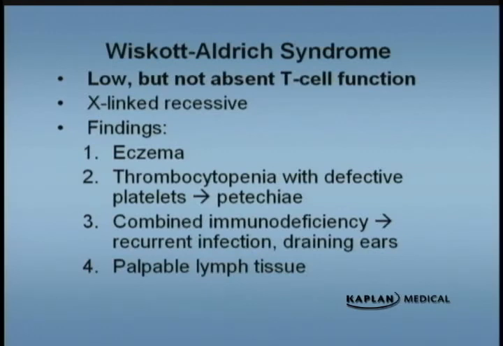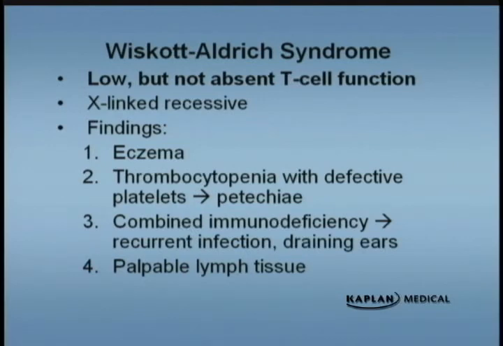Wiskott-Aldrich, this is a common one to get asked on the exam. These babies will have low T-cell function, not completely absent T-cell function, but it will be low. It is also X-linked recessive, just like Bruton's, so you're going to see this only in boys. These babies will have characteristic findings such as eczema. They also tend to have thrombocytopenia. The thrombocytopenia leads to petechiae, so that's two skin manifestations, eczema and petechiae.